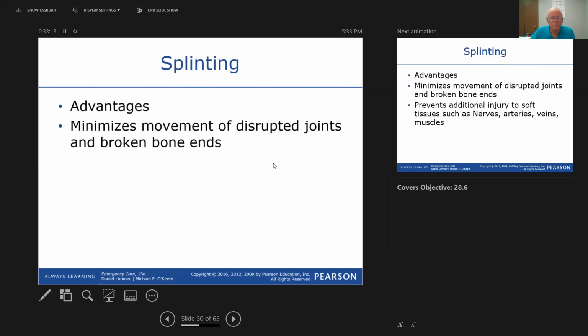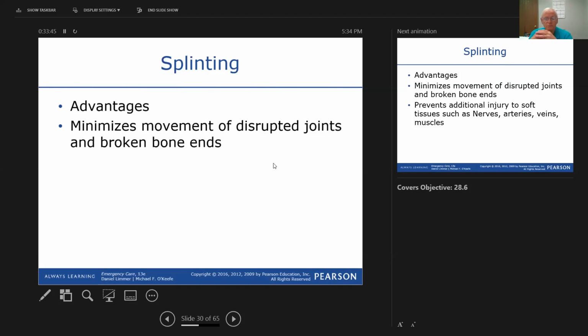So why do we splint? Well, obviously it minimizes movement of those broken bone ends, okay? We're not skeletons. We have bones, we have soft tissue around us, connective tissues, blood vessels, nerves, skin, a whole variety of things. If that fracture site is unstable and moving around, it's chewing up more soft tissue. It's going to cause more pain, more swelling, and may cause more nerve problems, a lot of things like that.